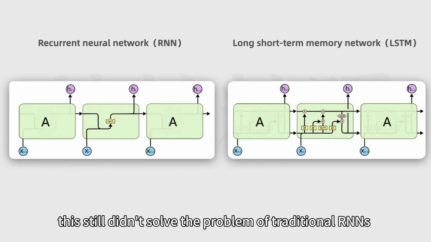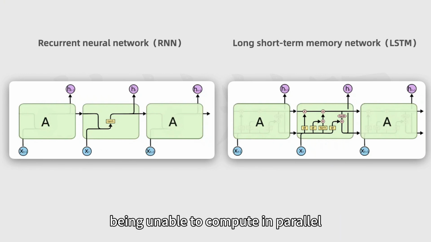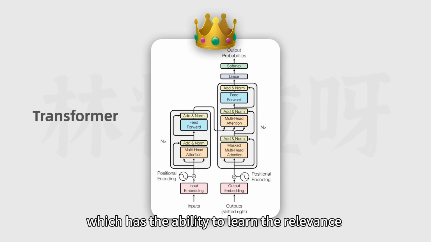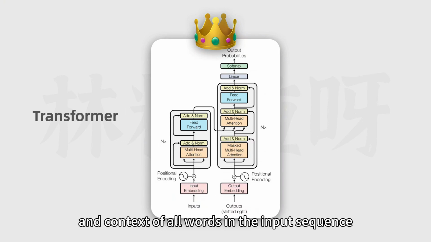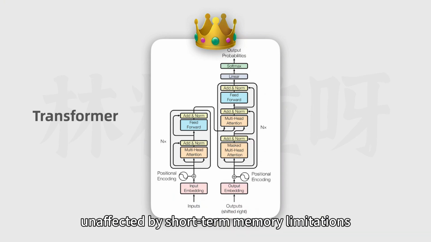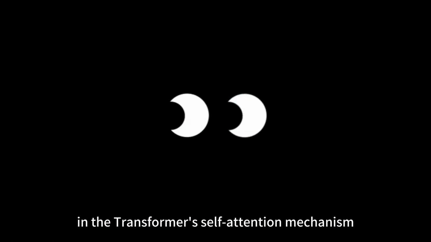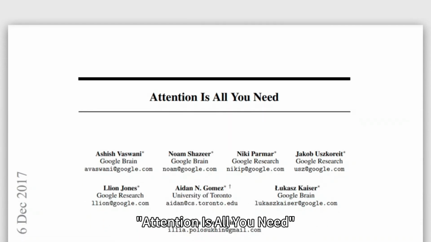However, this still didn't solve the problem of traditional RNNs being unable to compute in parallel, and they still faced limitations when processing very long sequences. Then came the transformer, which has the ability to learn the relevance and context of all words in the input sequence, unaffected by short-term memory limitations. The key to achieving this lies in the transformer's self-attention mechanism. As the paper's title says, attention is all you need.